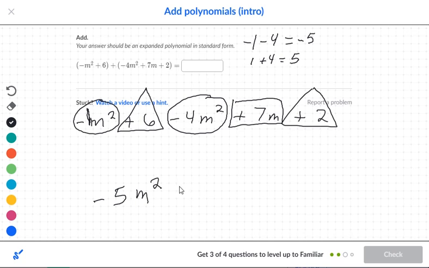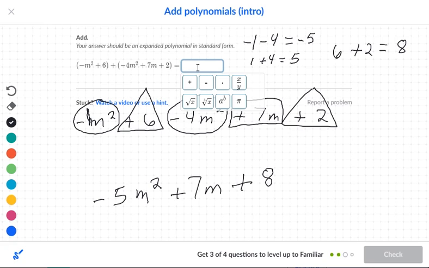Now the box, there's only one box there, so we're going to just say plus 7m, so you copy what you see. Now as for the coefficients, we write down the positive 6, we write down the positive 2, and notice it just turns to addition. So 6 plus 2 is 8. So this is a plus 8. Now we do have this in standard form, so we want to type our answer in, because you can see that it's got to be in standard form.